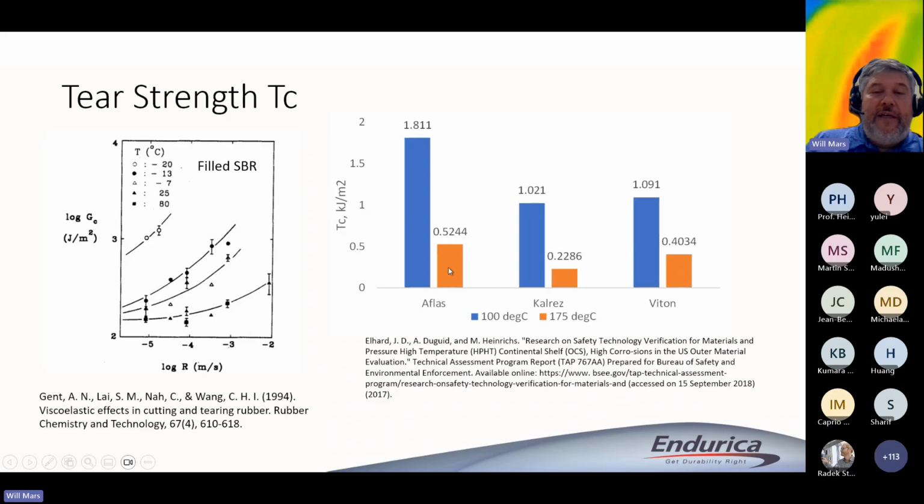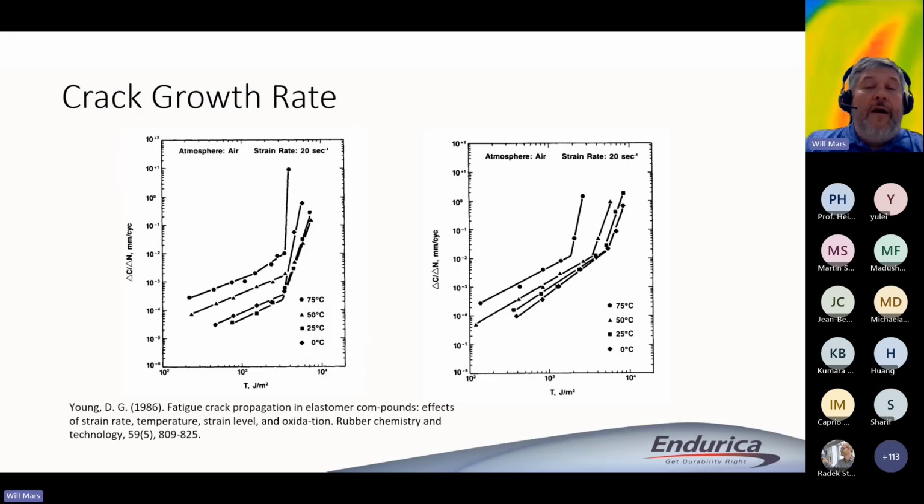And I've also got some TC measurements for a few sealing materials at lower temperatures and higher temperatures. And of course, the general trend is that increasing the temperature reduces the dissipation, and it also reduces the tear strength. And now, of course, T0 and TC are the extreme limits of the crack growth rate curve. We could also talk about what happens in between.